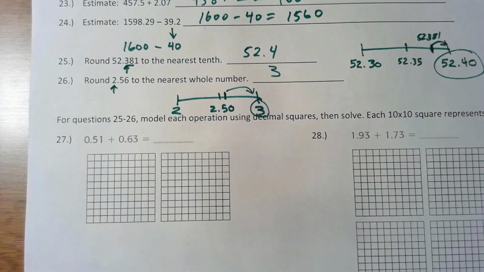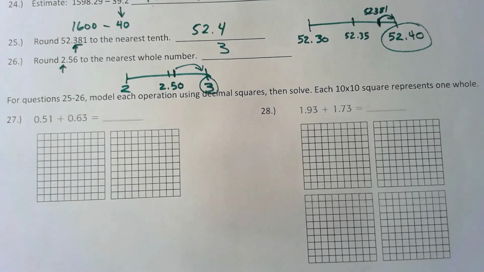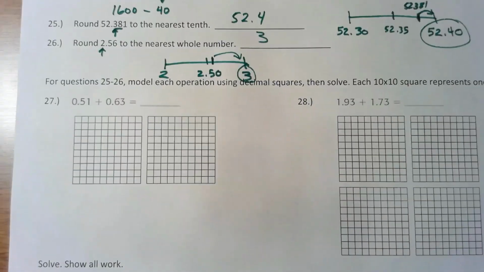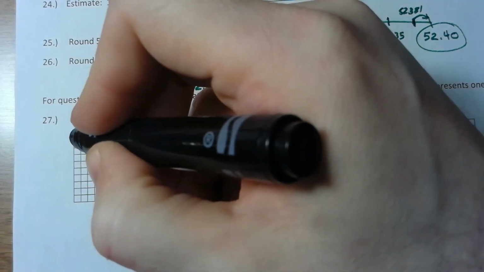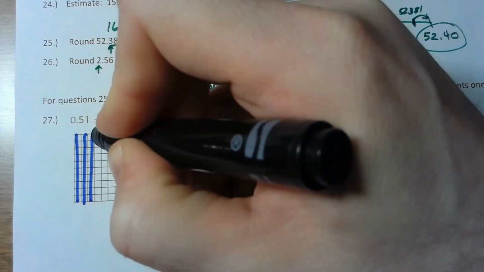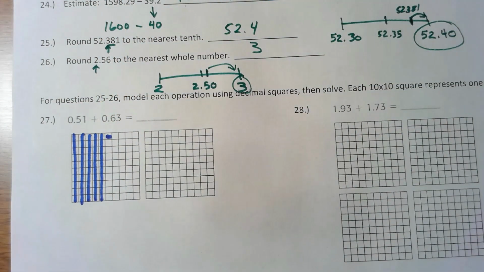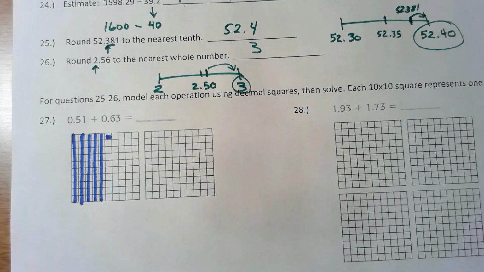For questions 27 and 28, we're going to model each operation using the decimal squares, and then we're going to actually solve, and each of these 10 by 10 decimal squares represents 1 whole. So our first problem says 51 hundredths plus 63 hundredths. So the first thing I'm going to do is shade 51 hundredths, and that means I'm going to have 5 tenths and 1 hundredth. So there's 5 tenths and 1 hundredth. And I'm also now going to do 6 tenths and 3 hundredths.